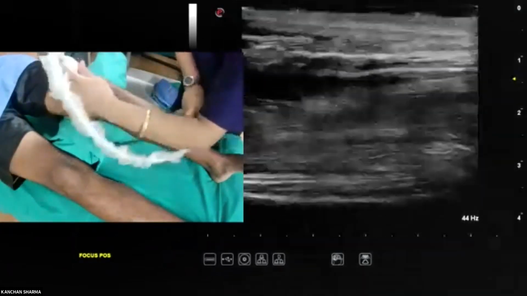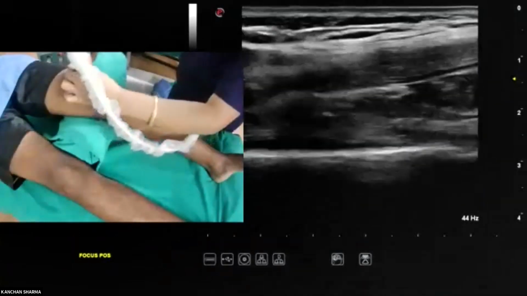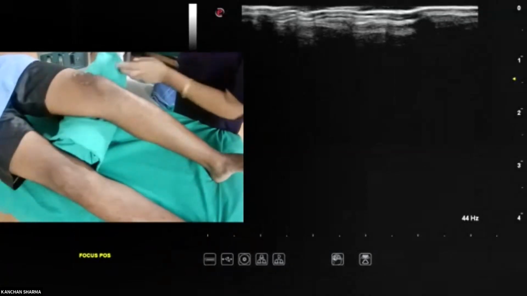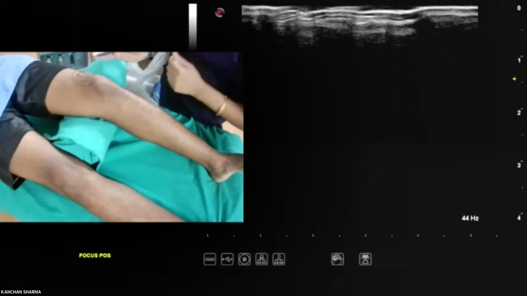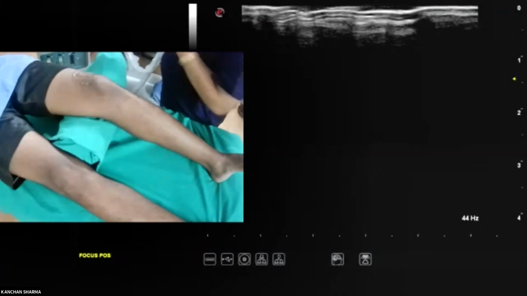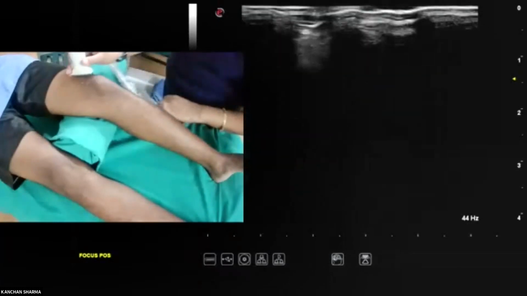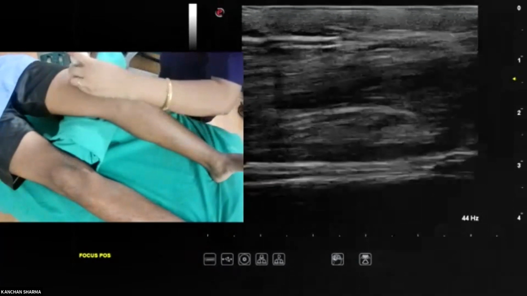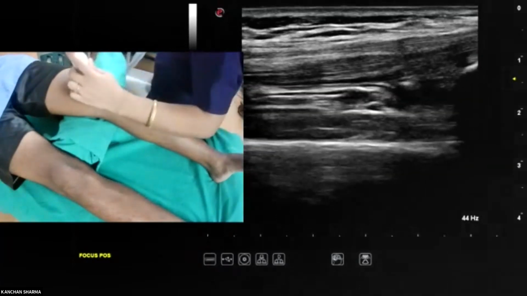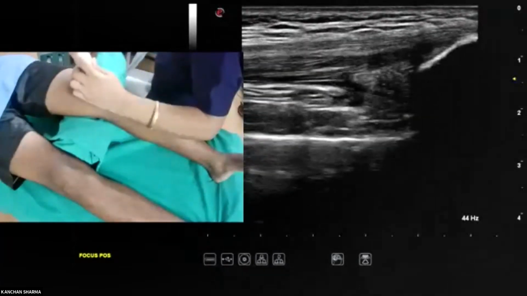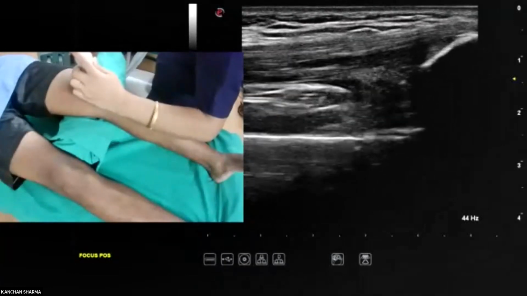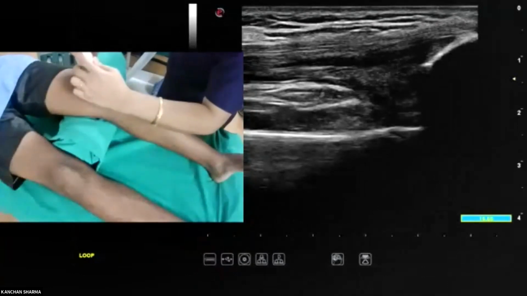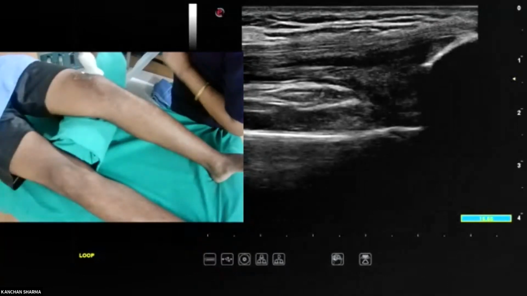Great. So now, my hand is disturbing you. So I'll do one thing. I will just take a picture of the quadriceps tendon, and then I will freeze the image. I will be showing you the probe position. Otherwise, my hand will be obscuring the view. Now you see, just learn the probe position first.